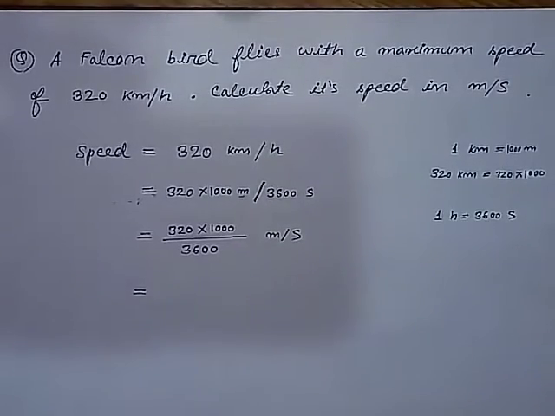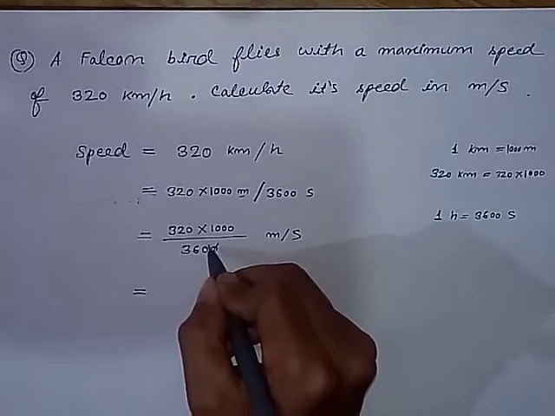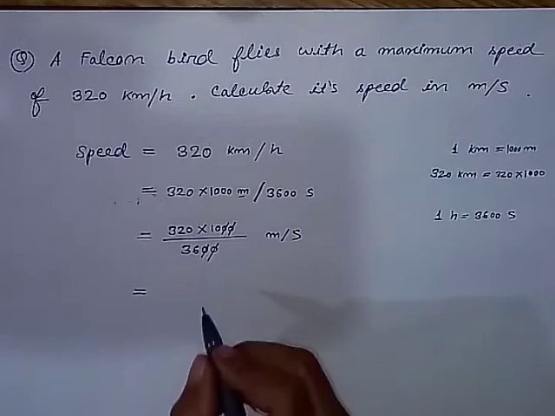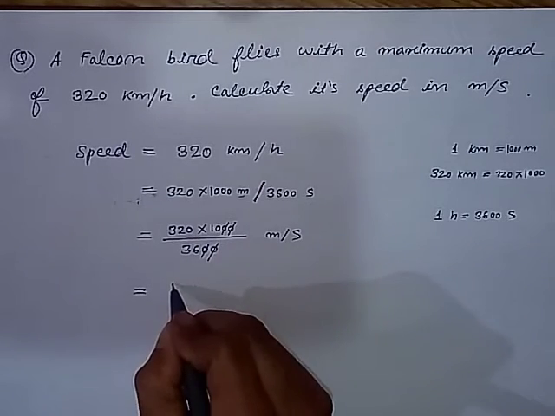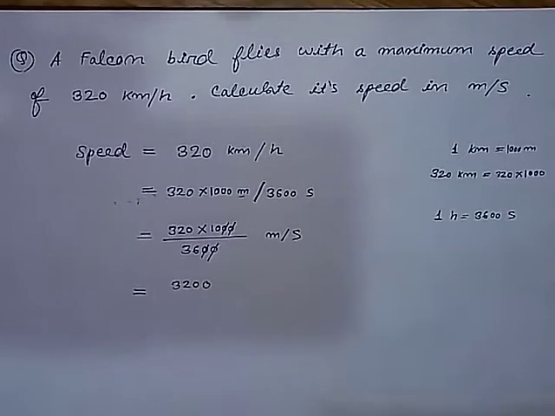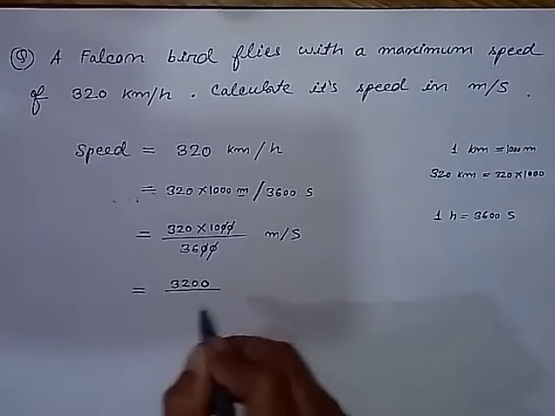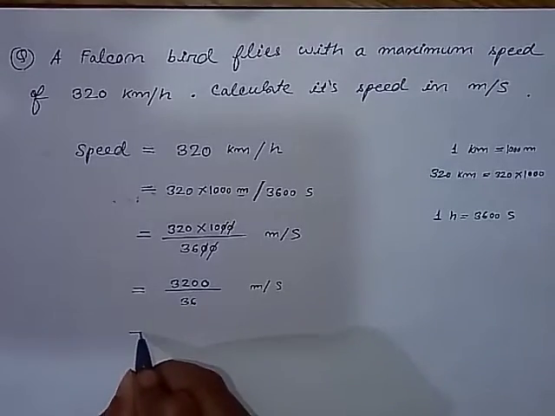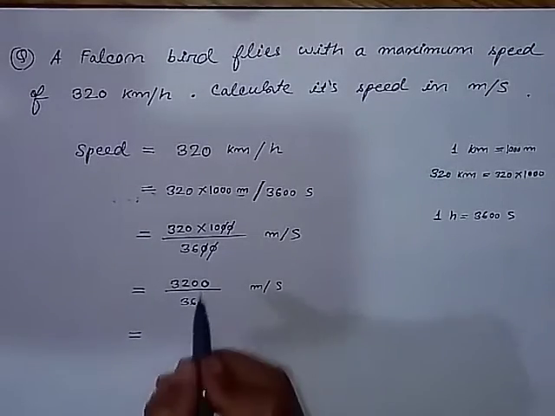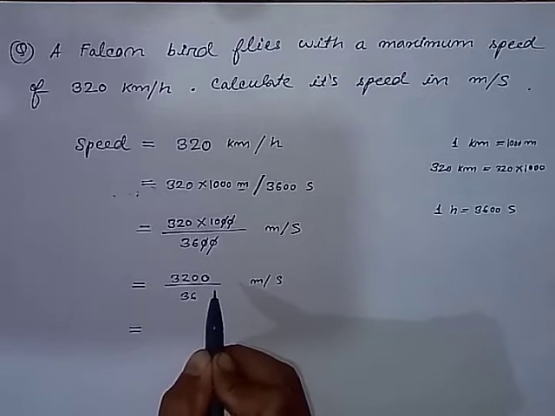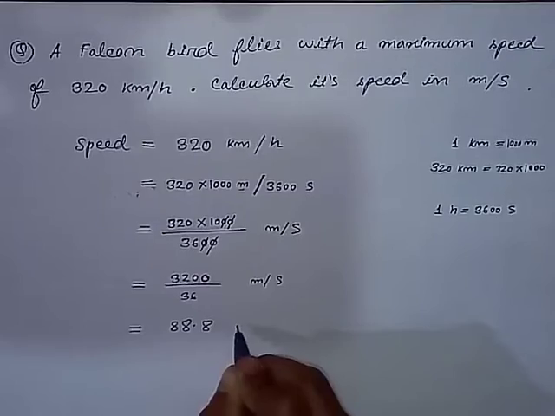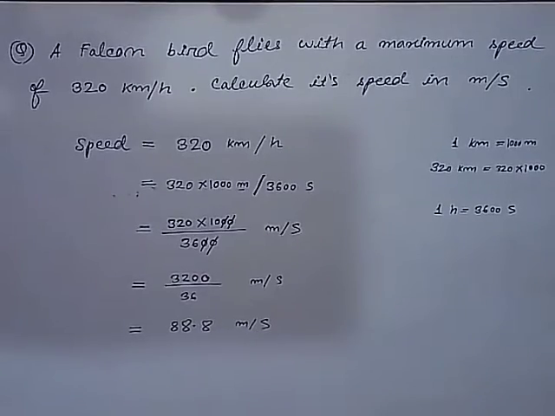equal to. The zeros will cancel out, so it will become 3200 and the denominator will be 36 meter per second. Now if you calculate this, you will get 88.8 meter per second, and this is your answer.